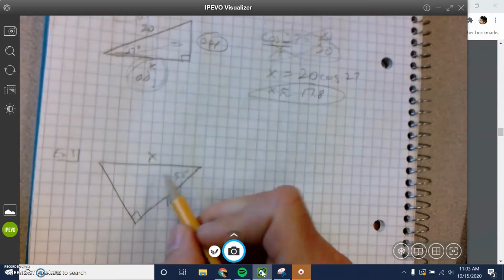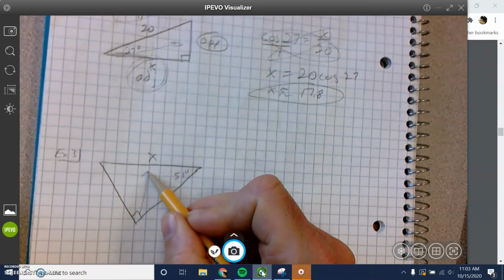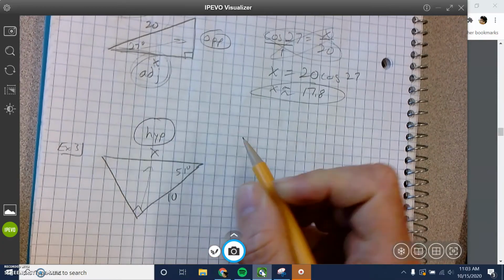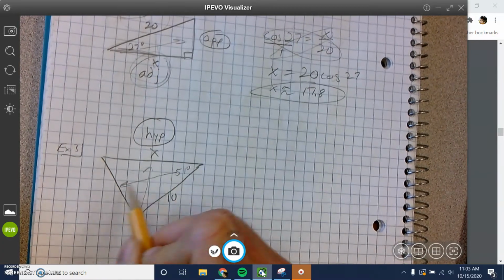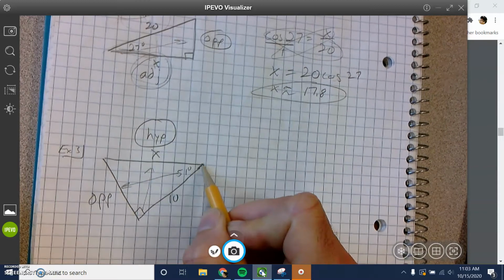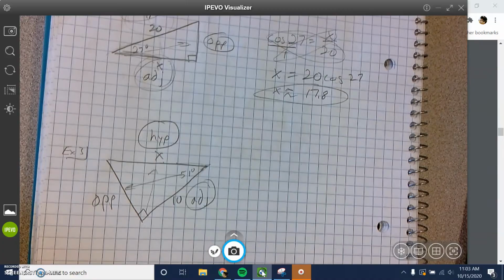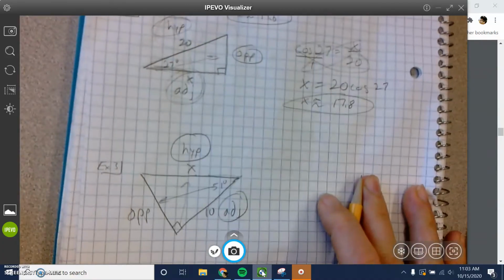Check it out. So first thing I do, let's label. Opposite the 90 degrees is the hypotenuse. Opposite this angle, the reference angle, is the opposite. And then touching the reference angle but not the hypotenuse, this is the adjacent. So it's a little bit trickier. If you want to move your paper around, you could do that.